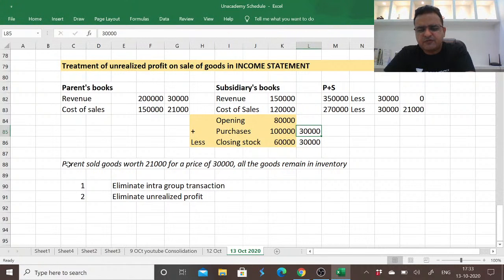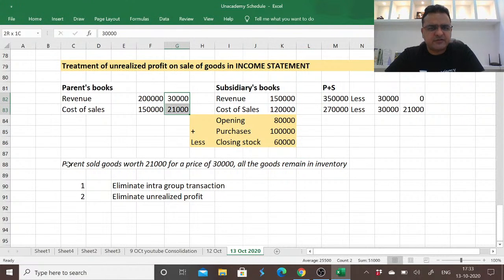So on the face of the balance sheet, or on the face of the income statement, we need to remove this intra-group transaction because this is unnecessarily inflating the revenue. From the group's perspective, we are selling goods which were worth 21,000 for a price of 30,000. We are generating a revenue. Revenue is inflated by 30. This entity purchases for 30, so the purchases are inflated by 30, when the cost of purchases was only 21,000 for this entity, and that too remains in inventory. So in inventory it is being recorded at 30.